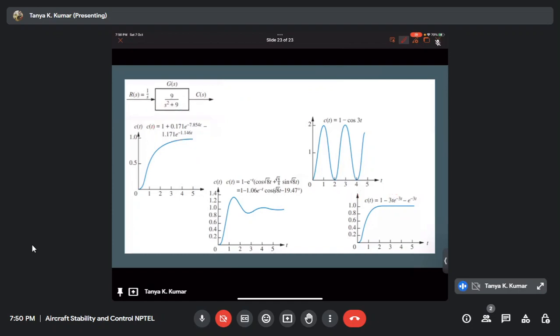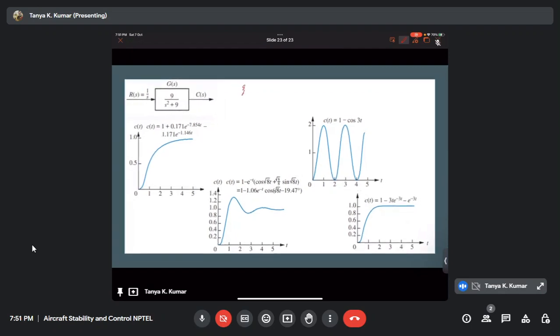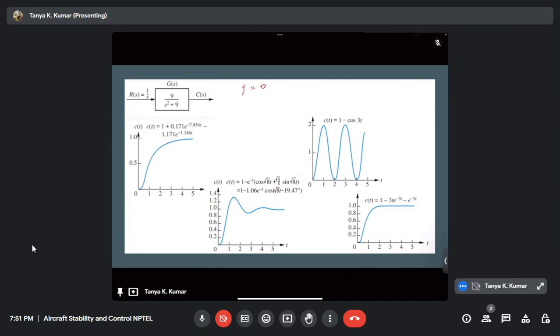Okay, now the final example. The equation has changed here. Now what is the value of eta? It should be very simple. What is the value of eta? Eta is 0. Correct? So now which one will be the graph? When eta is 0, what does it mean? It's undamped. When the damping ratio is 0, it means it's undamped.